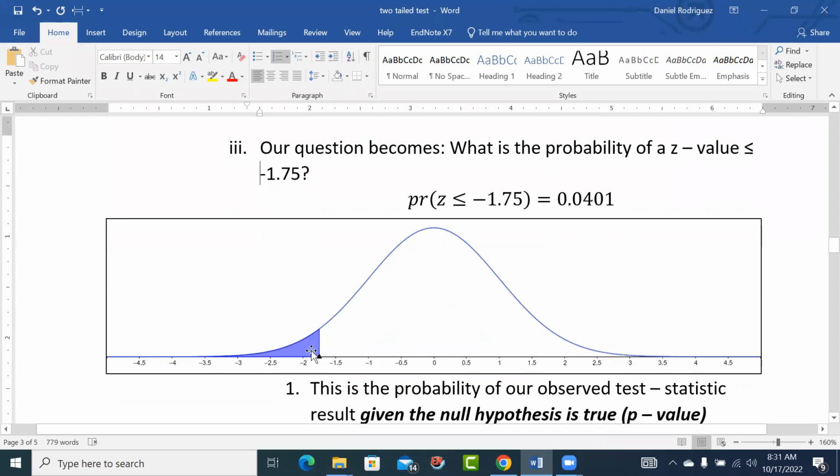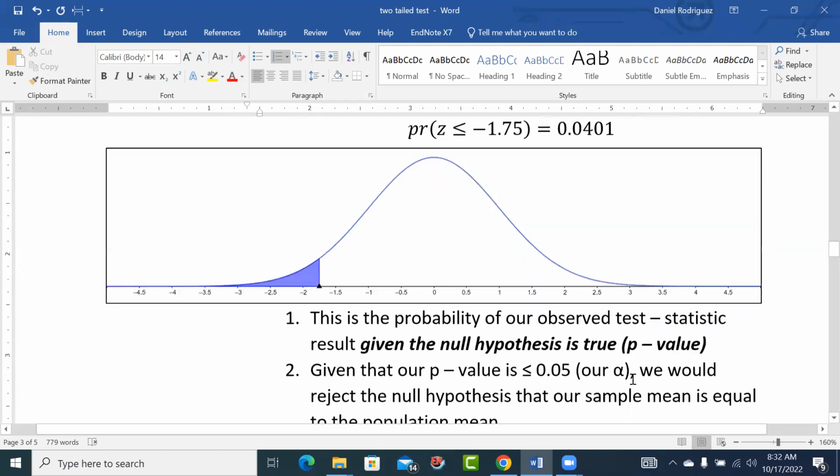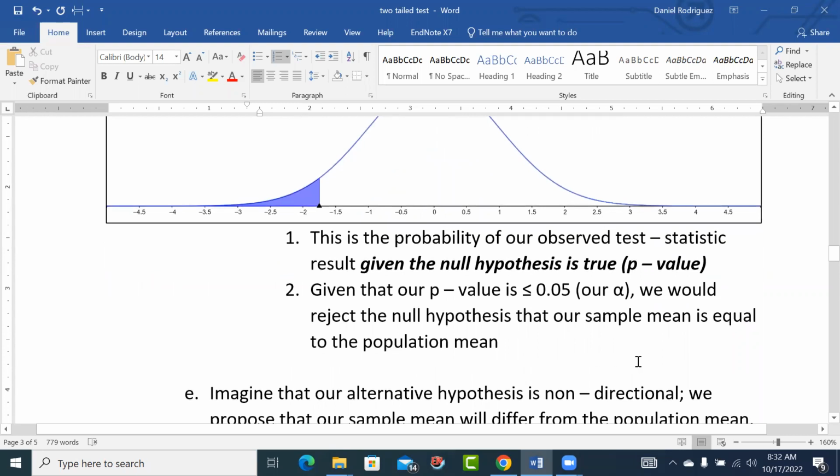Again, this is an extreme value. So we say this is the probability of our observed test statistic result given the null hypothesis is true. Our p-value is always stated with the qualification given that the null hypothesis is true. Given our p-value is less than or equal to 0.05, with the same wording as before, we would reject the null hypothesis that our sample mean is equal to the population mean. So alpha remains the same, whether we're doing a left or right tail test.